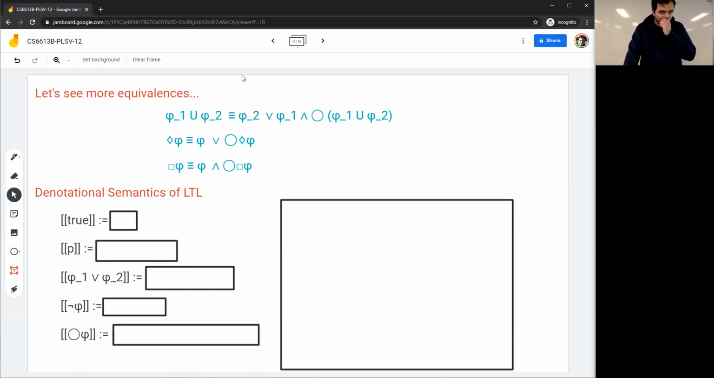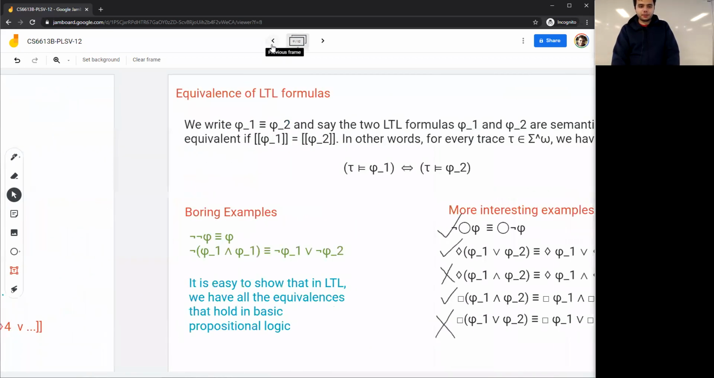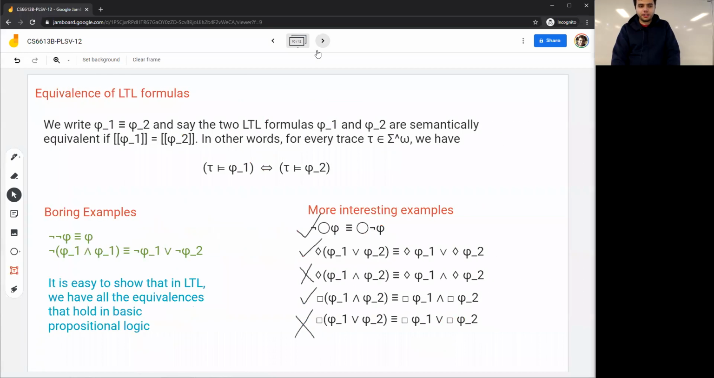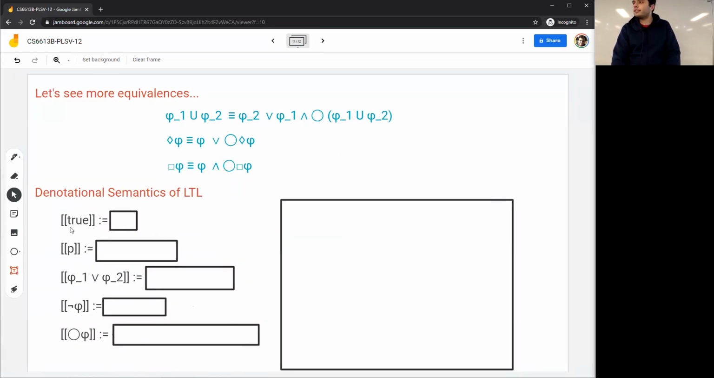So why was I actually interested in these weird equivalences? The reason is that I now want to define denotational semantics for LTL. And I need these for defining the denotational semantics. So if you remember our points about operational and denotational semantics for programs, operational semantics was very similar to these rule-based semantics that we have here. But in case of denotational semantics, the idea was that we want to really define this set. The set that is the meaning of an expression, or in this case, an LTL formula. Okay, so let's just try to do that.